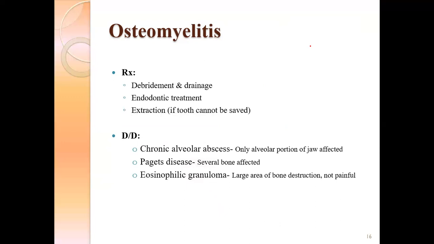Treatment is debridement and drainage, and also the tooth should be either gone for endodontic treatment, or if it cannot be saved, should be extracted. The differential diagnosis includes chronic alveolar abscess, Paget's disease. In case of Paget's disease, several bones will be affected.